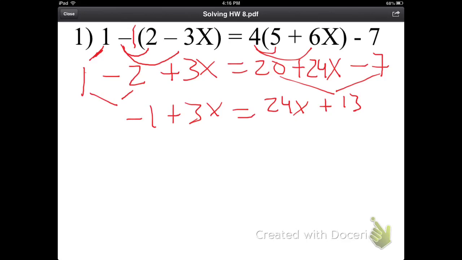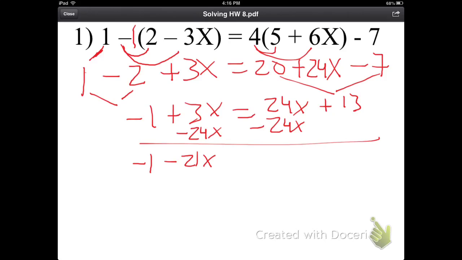Okay, at this point I need to make a decision. Which side do I want my variable on? I'm going to pick the left side. So I need to move the variable from the right by subtracting 24x from both sides. Remember, what you do to one side, you do to the other. And now on the left side, we got -21x. On the right side, we've only got that 13 left, because the 24's went away. We got to get rid of the -1, so add 1 to both sides. We got -21x, and on the right side, we got 14.